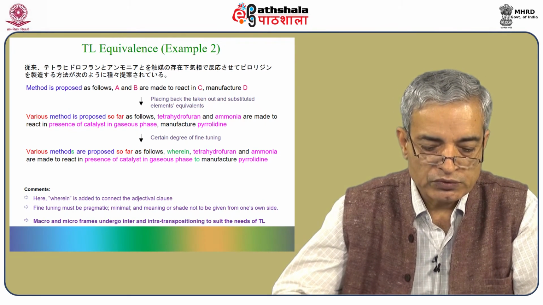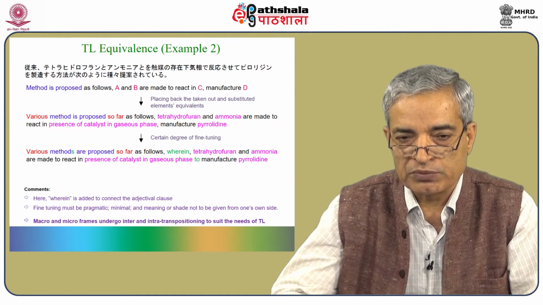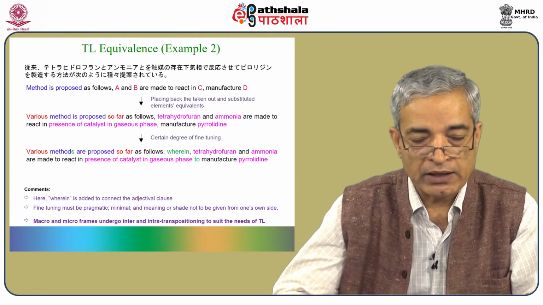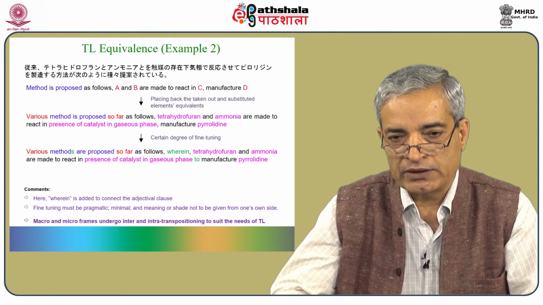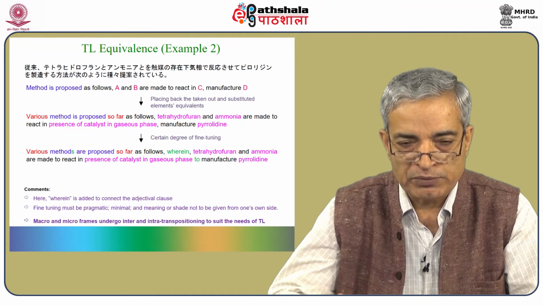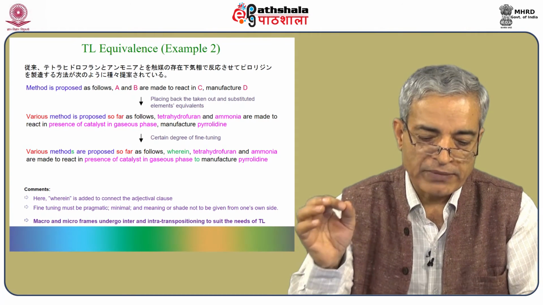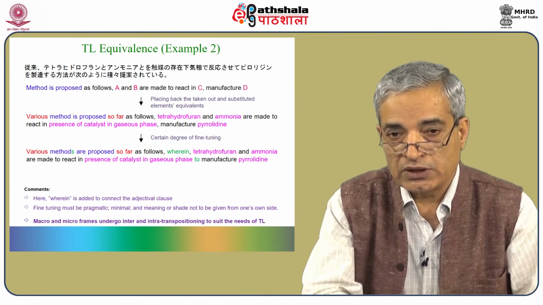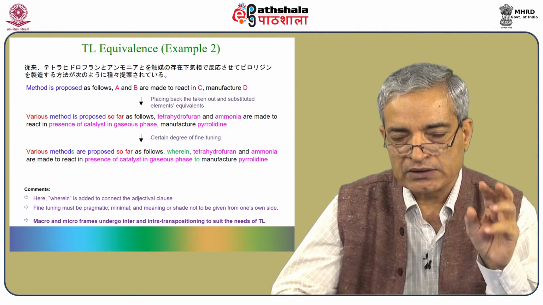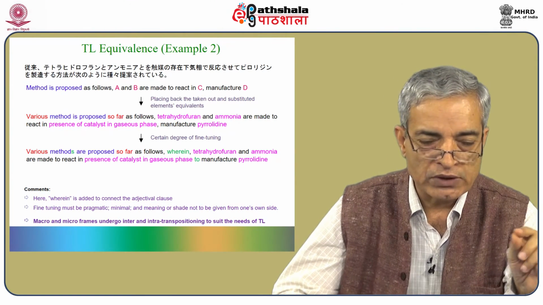As I just explained to you, the fine tuning made here, I have said in the previous example also, should be a very pragmatic, approach-based fine tuning. It should be minimal, and you should not put anything or any shade from your side to add value, because this could be counterproductive to the final quality. And again, I would say that the macro and micro frames undergo inter and intra transpositioning to suit the needs of the target language. It's basically the target language frame in our mind. To suit that frame, we may do the transpositioning.